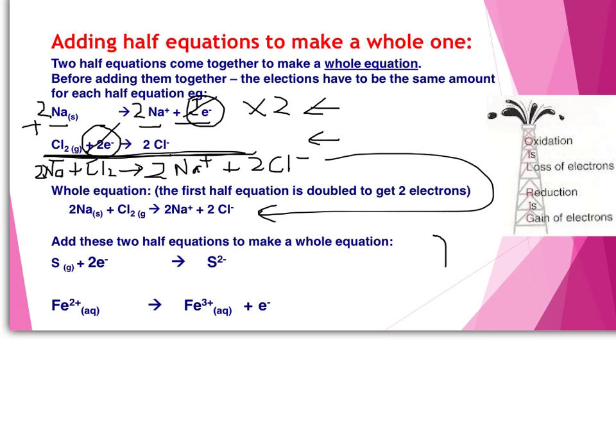Now you can go and try and do this one, but looking at it first, which one are you going to have to double? The top one or the bottom one? Firstly, let's look at it. Which one is the one that's lost electrons? Is it the sulfur or the ion equation? Okay, it's this one that's lost electrons and this one's gained electrons. Okay, and before we can add them together, I need to double the second equation. Okay, so go ahead and see if you can do that in the workbook, and there should be some more examples in there as well for you to practice with.